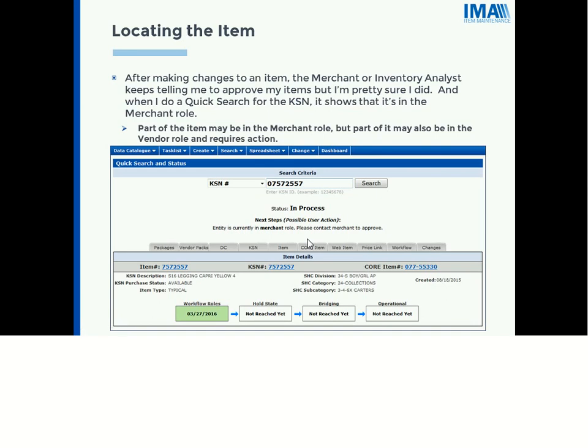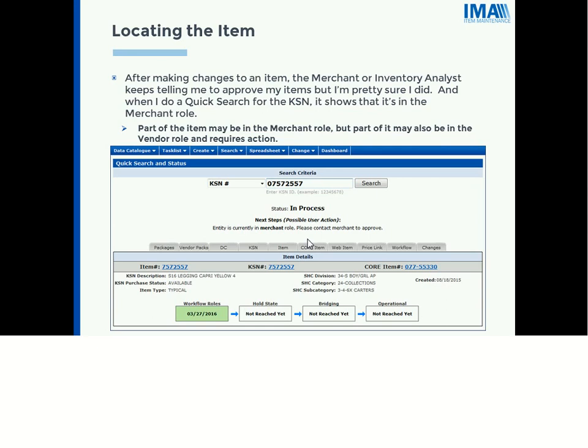The issue is that part of the item might be in the merchant row, but part of it may also be in the vendor row and requires action. So on Monday we talked about the different components or pieces of an item. There's KSN, item, vendor pack, packages, and core item. Well, whenever an item is returned from a row, usually some pieces of that item will stay in that row. So if the merchant returns it to you, the vendor, there are some pieces of that item that are going to stay in the merchant row, like the core item. It gets created by the merchant. It's never going to come back directly to you. But then some of those pieces did go back to the vendor row.